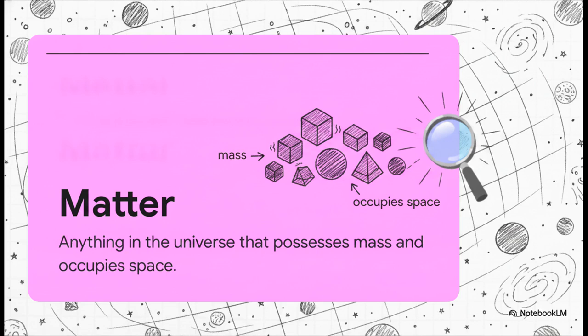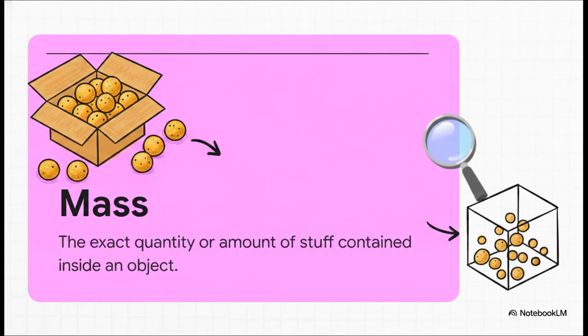Let's break down those two key requirements real quick. First up is mass. Mass is literally the exact quantity, the amount of stuff contained inside an object. There's a wonderfully simple analogy for this. Think of a box filled with traditional Indian sweets like laddus. The mass of that entire box depends entirely on the specific quantity, the actual number of laddus inside it. Mass is purely about quantity.